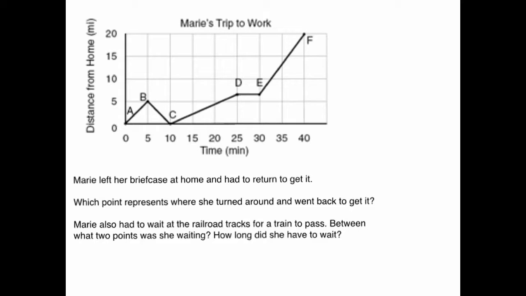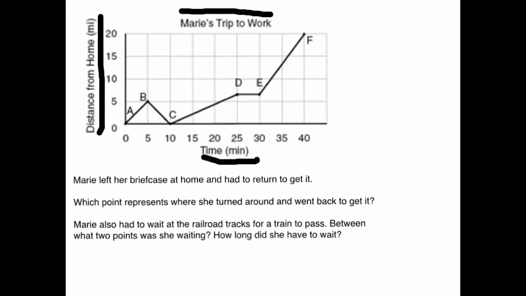Okay, so this graph is essentially representing Marie's trip to work. Our y-axis is showing distance from home as compared to time. So this graph is showing how long it takes her to get from home as compared to how far away she is from work. All right, so it says Marie left her briefcase at home and had to return to get it. Which point represents where she turned around and went back to get it?